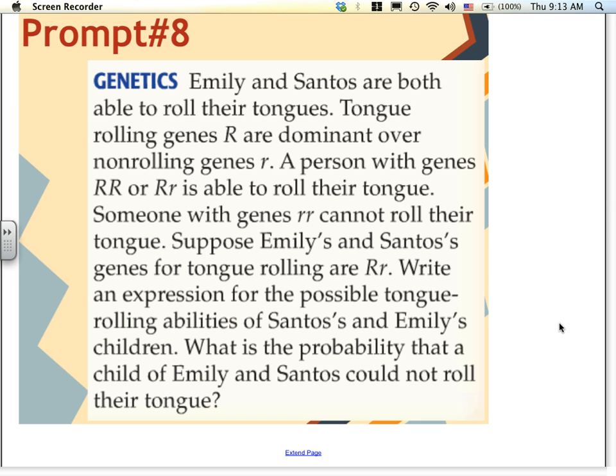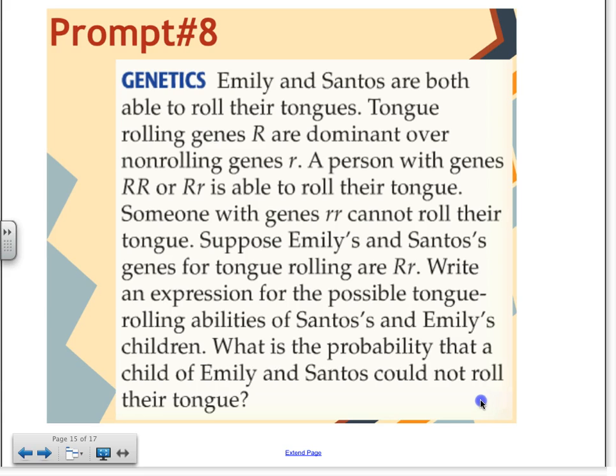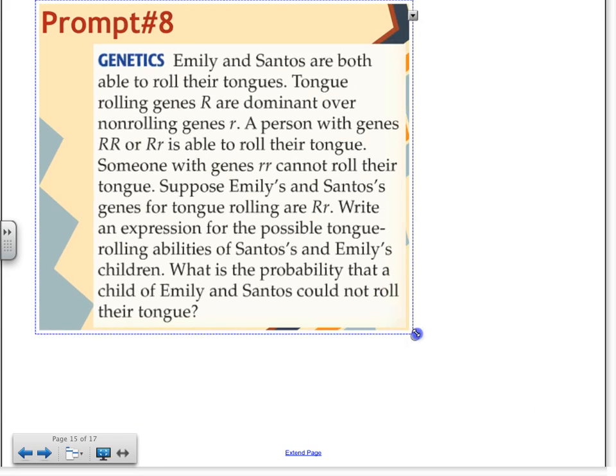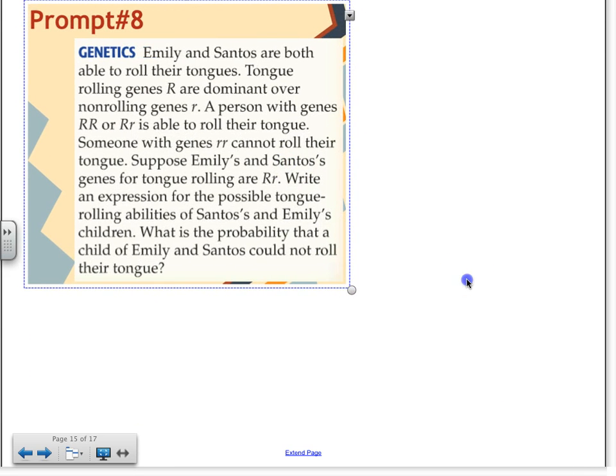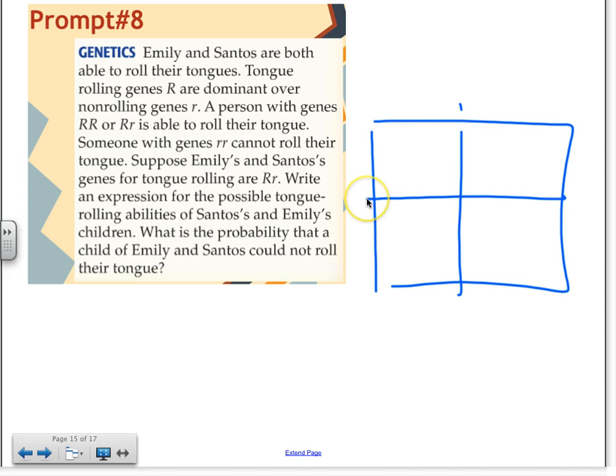So we have 2 things we need to answer. First thing is to look at the possible tongue rolling abilities based on the genes that the 2 parents have. And so now, I want you to go ahead and create your Punnett square, in this case, a square, or we call that a box now. And what kind of box do we need for this one? It's a 2 by 2, so let's go ahead and create that. We have a 2 by 2 box, and here, of course, representing Santos, right? And the other one is for Emily.